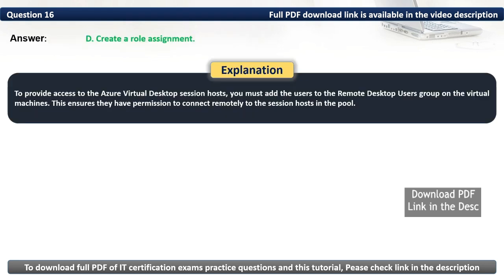To provide access to the Azure Virtual Desktop session host, you must add the users to the Remote Desktop Users group on the virtual machines. This ensures they have permissions to connect remotely to the session hosts in the pool.